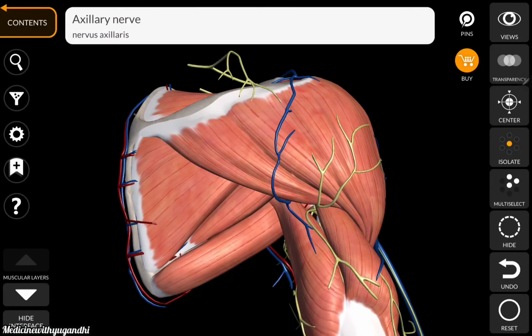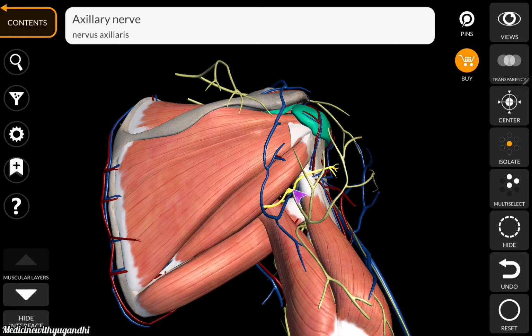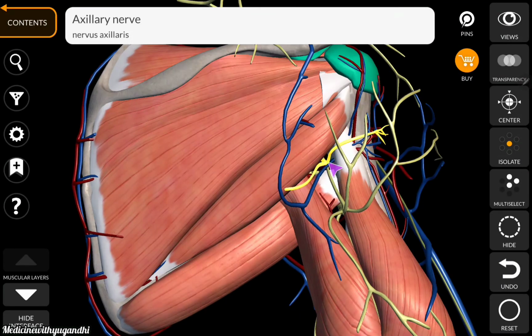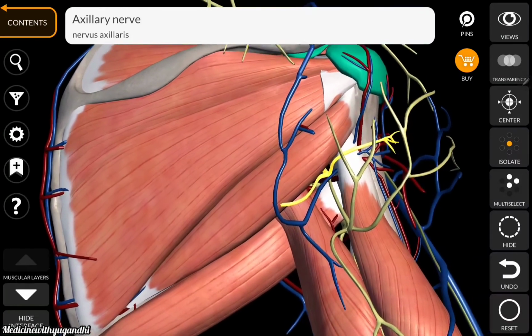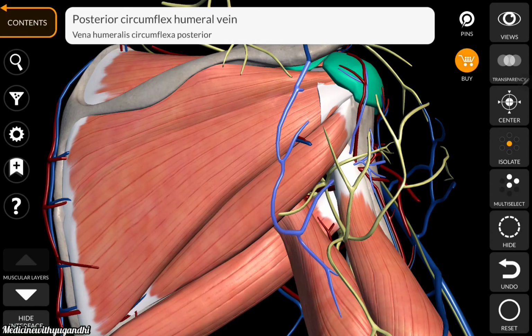and if I remove this deltoid muscle, you can see the posterior view of the quadrangular space, and here you could see the axillary nerve dividing into two terminal branches. This axillary nerve, through its course through the quadrangular space, is accompanied by the posterior circumflex humeral vessels. Here you could see the posterior circumflex humeral vein, and this is the posterior circumflex humeral artery.